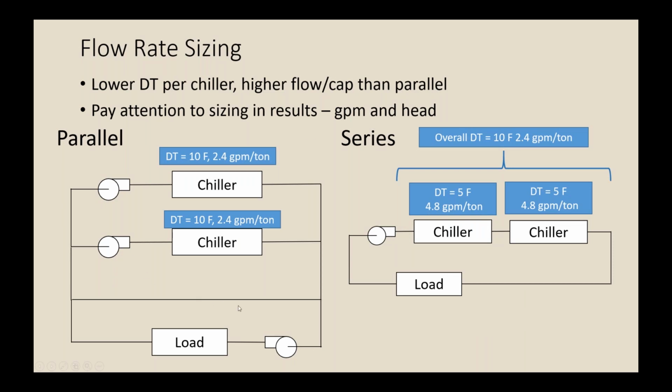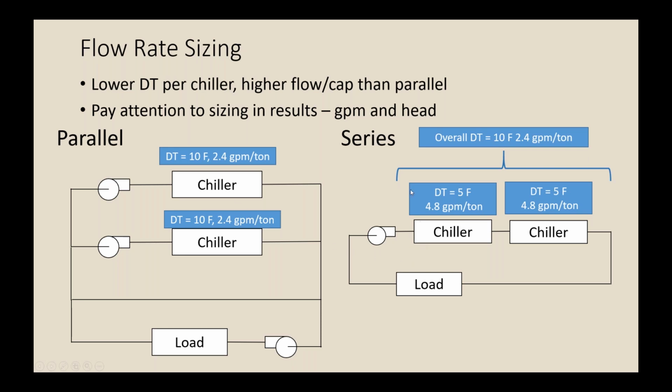One thing that, as I've worked with the series capabilities in DOE2, has given me some trouble, and that I've found you need to be careful about, is how the flow rates get sized. In a parallel flow arrangement, you've got a temperature drop that typically would be about 10 degrees for a chiller, which corresponds to about 2.4 GPM per ton.